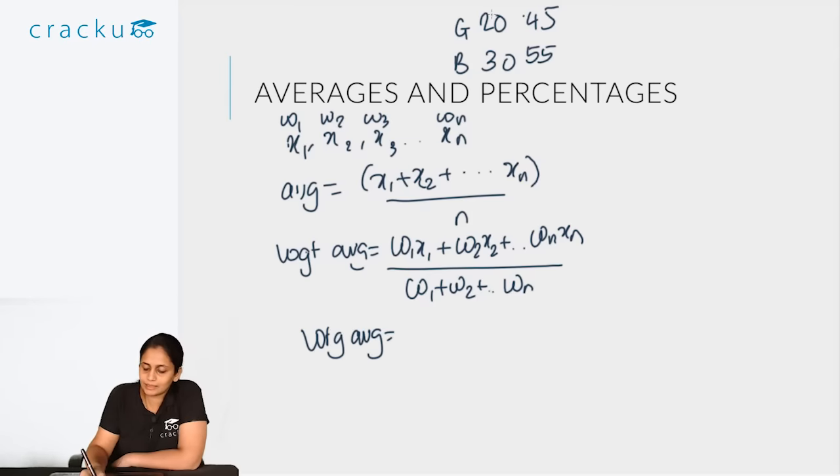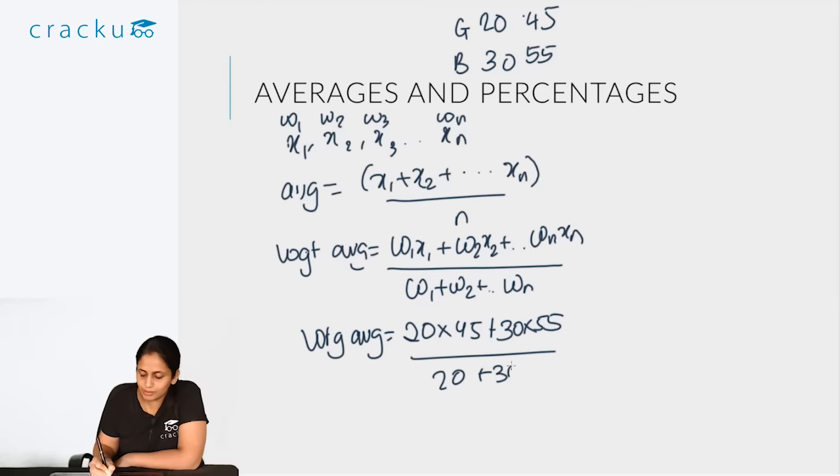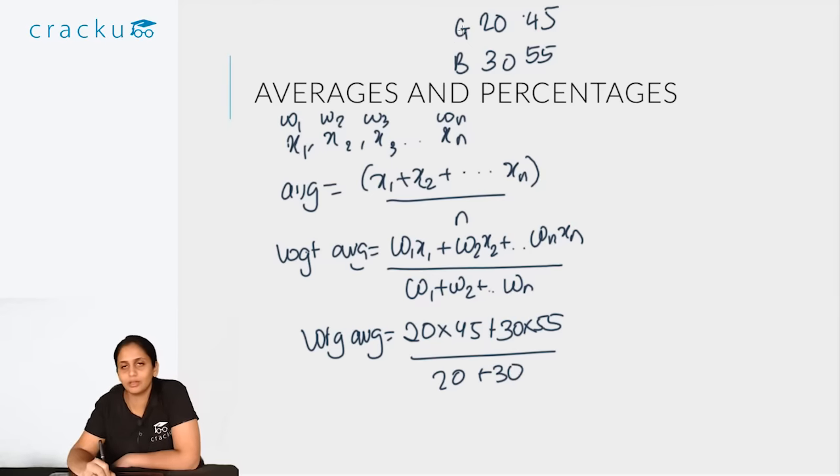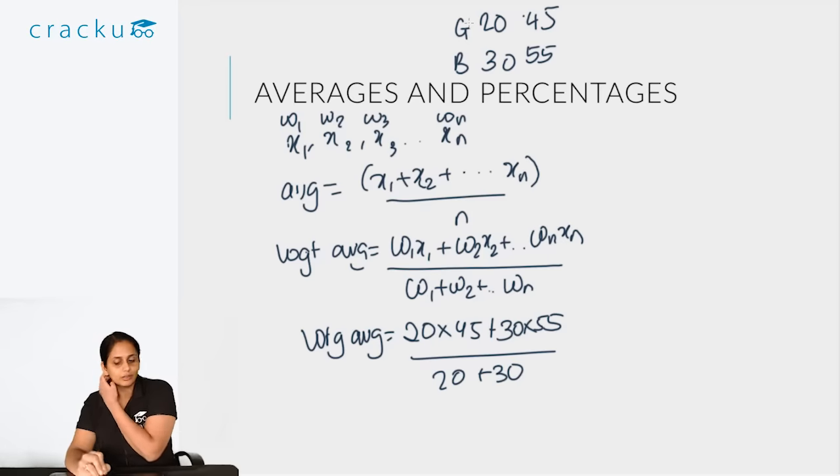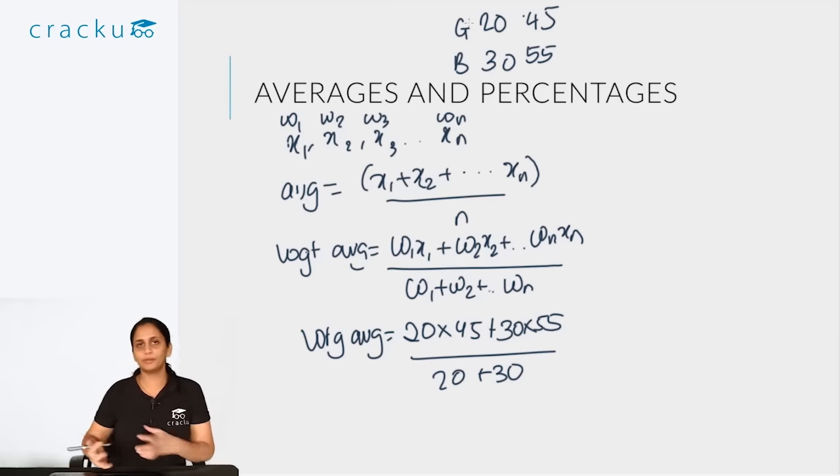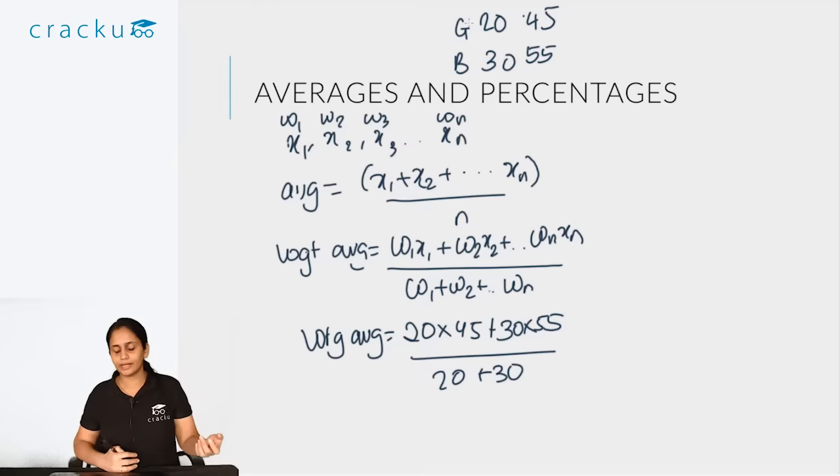the weight that is assigned is the number of girls. So that is 20 into 45 plus 30 into 55, divided by 20 plus 30. This will give you the total average of the number of people in the class. So whenever you have groups of people, you take a weighted average instead of taking a simple average as such.